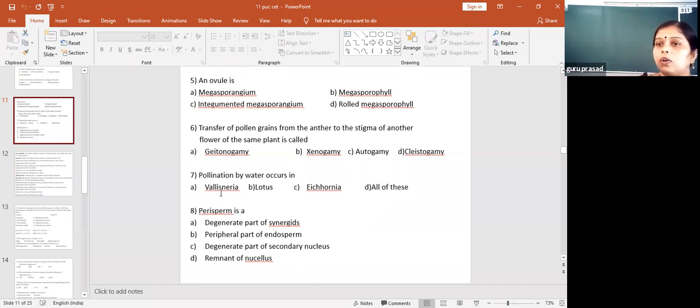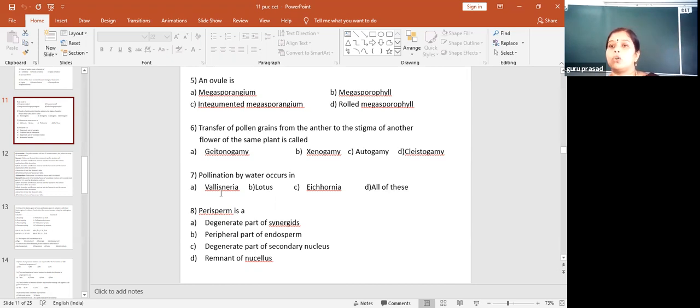Such a type of water pollination is said to be epihydrogamy. Epi means surface, hydro means water, gamy means transferring of gametes. So, the transferring of gametes takes place through water on the surface itself. It will never enter inside the water. Okay, and such a condition is said to be epihydrogamy. Vallisneria is the best example for that.